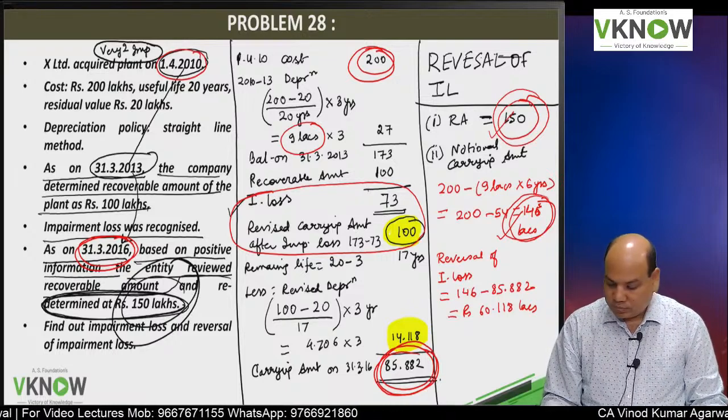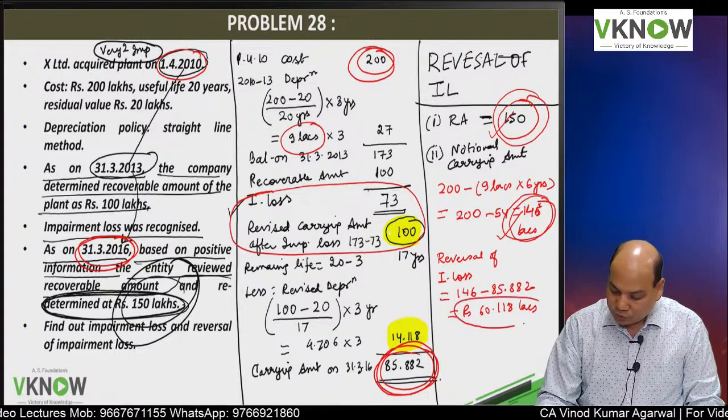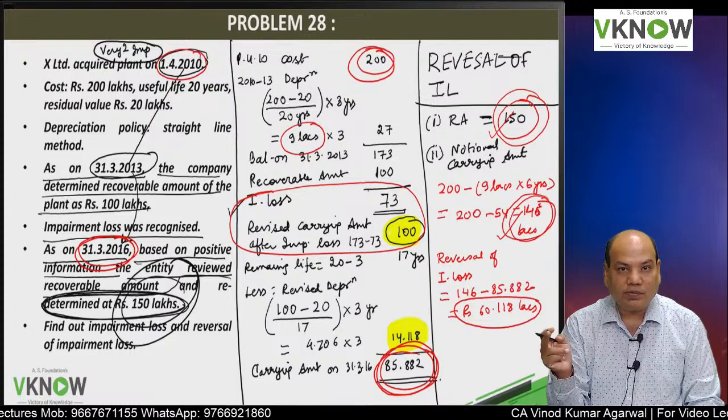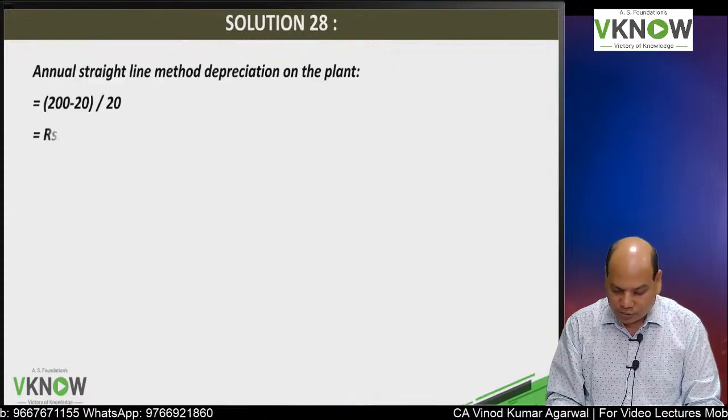Is that right? And then you have to pass the journal entry for reversal. I have to reverse this amount. This is a non-revalued asset, so the reversal will be credited to profit and loss account.